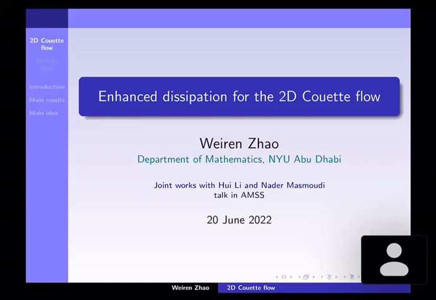So the title of my talk is Enhanced Dissipation for the Two-Dimensional Couette Flow. This is a joint work with Nader and my postdoc Hui Li.